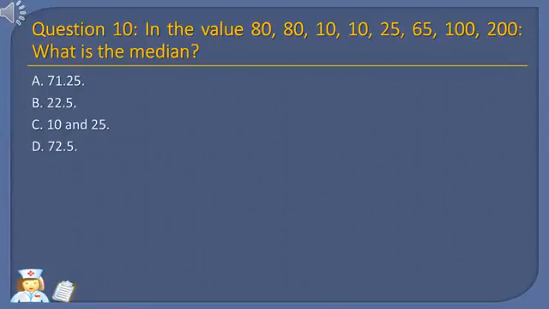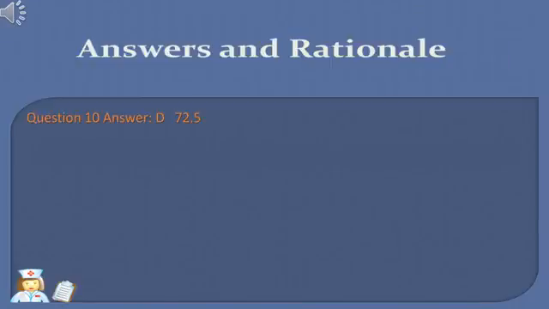Question 10. In the values 80, 80, 10, 10, 25, 65, 100, 200, what is the median? A. 71.25. B. 22.5. C. 10 and 25. D. 72.5. Question 10 answer. D. 72.5.